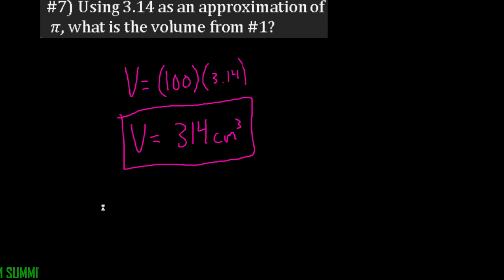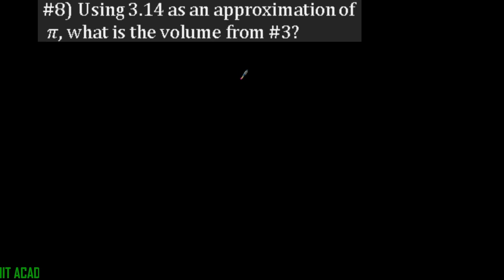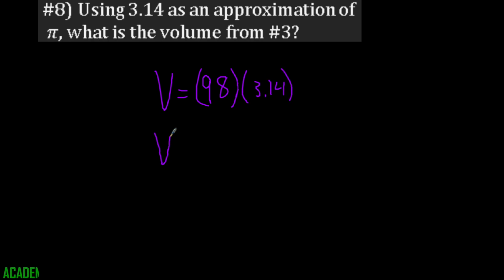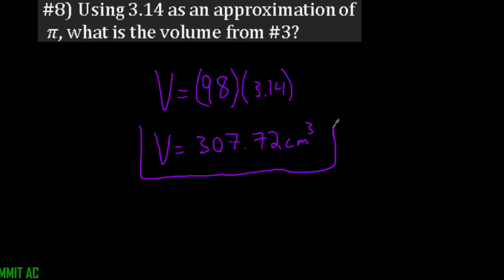Then for number 8, I said my volume was 98 pi, so my volume is going to be equal to 98 times 3.14. So when I multiply that out, I'll get my new answer of 307.72 centimeters cubed. So even though we're multiplying by pi, notice how our units stay the same, and we end up with a decimal value.